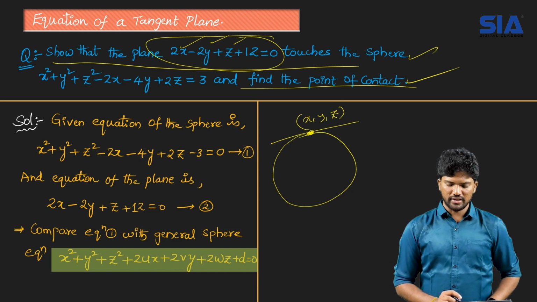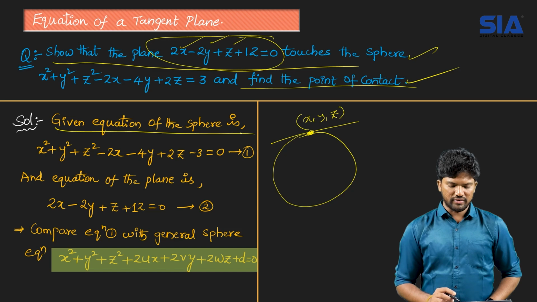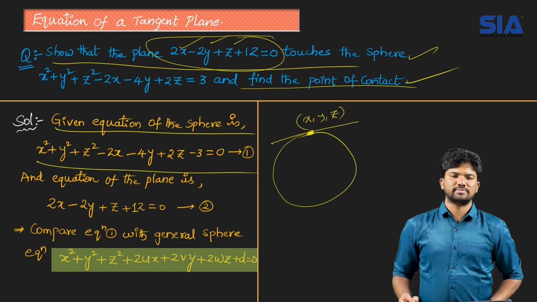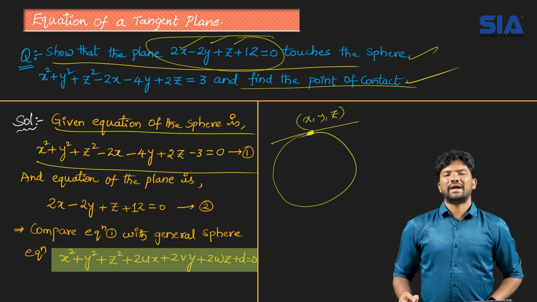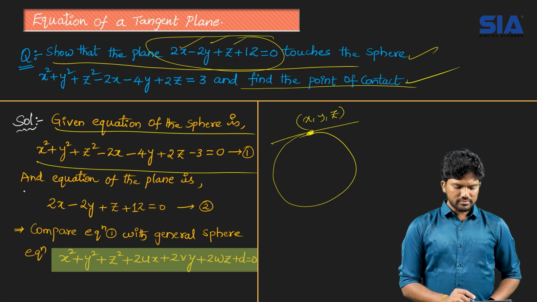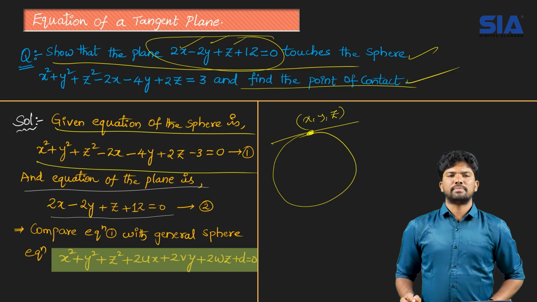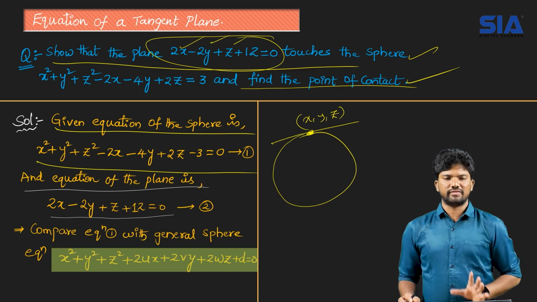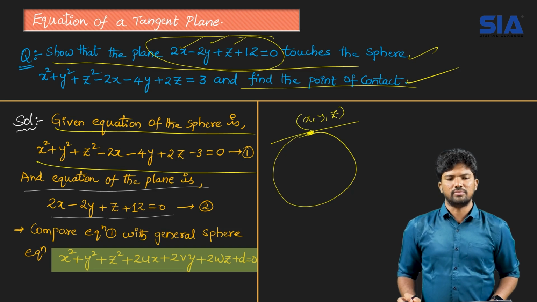To find the point of contact, the given equation of the sphere is x square plus y square plus z square minus 2x minus 4y plus 2z minus 3 equal to 0. Take it as equation number 1. And the equation of the plane is 2x minus 2y plus z plus 12 is equal to 0. Take it as equation number 2. Remember carefully, equation number 2 is the game changer for this problem.